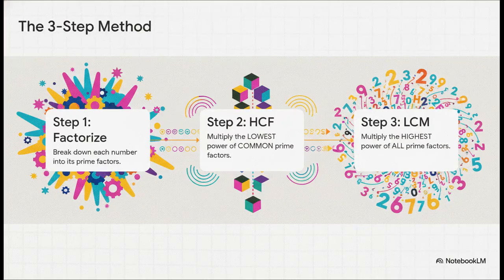It's really just a simple 3-step method. First step, break down each of your numbers into its prime building blocks. Step 2, for the HCF, you only look at the prime factors they have in common, and you pick their lowest power. Then for step 3, the LCM, you look at all the different prime factors involved from all the numbers, and you pick their highest power. Let's see how it works.